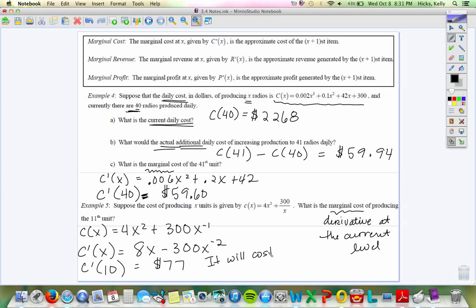So what does that mean? It means that it will cost about $77 to produce the 11th unit. So the small marginal change in cost is $77. All right, I hope this makes a little bit of sense. Economics is not my favorite or best subject by any means, but we need to understand how derivatives and calculus are sometimes used in the field.